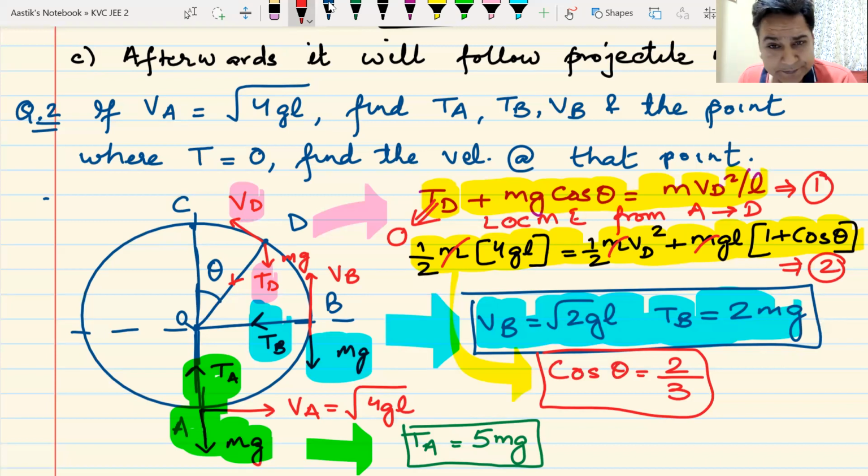Do we remember this cos theta coming 2 by 3? Where was it coming 2 by 3? In the same question, from A to B, sir. In the same question where I had a block on the top of a sphere and I just pushed it, and I asked you where does it leave the path. There cos theta was coming as 2 by 3. Do we all recollect?